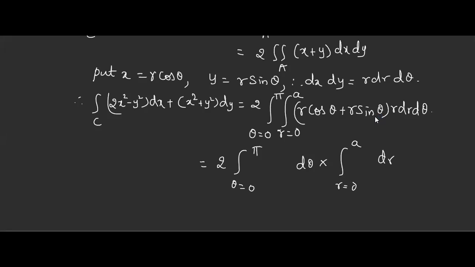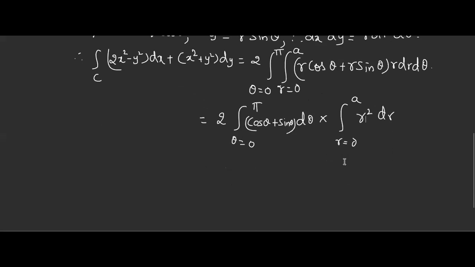Tell me what are the terms containing theta. If you take r outside, what remains here? Cos theta plus sin theta. Okay, done. Theta. Here, tell me the terms containing r. R square. Correct? Is the part clear? Nothing much. Very simple integration it is. We just separated it. Now integrate it.